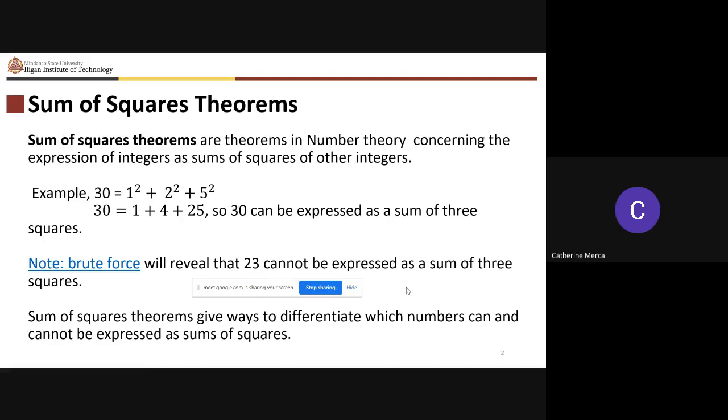There are some quantities which cannot be expressed as a sum of 3 squares, or some quantities which cannot be expressed as a sum of 2 squares. But for a sum of 4 squares, that's another story.